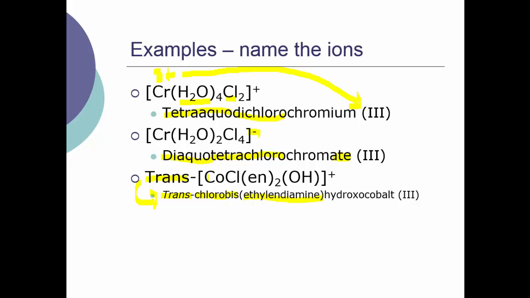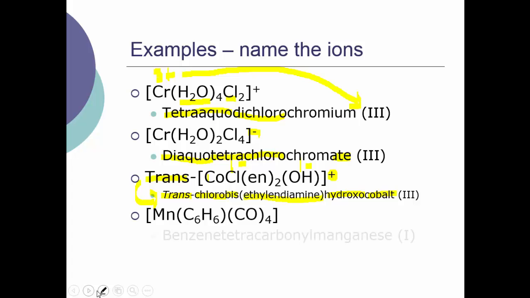Remember, for some of the more complicated ligands, we'll use bis and tris and those. Then you've got hydroxo, that's going to come from the OH. And then cobalt 3. We didn't change it to the ate ending because it is positively charged. And again, you work backwards to figure out the charges. You've got an OH that has a 1 minus. You've got a chlorine that has a 1 minus. The overall charge is a 1 plus, so you know that cobalt had to be a 3 plus.